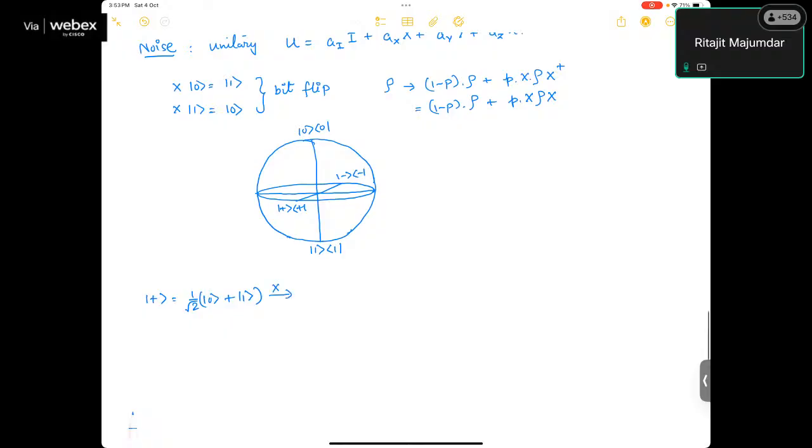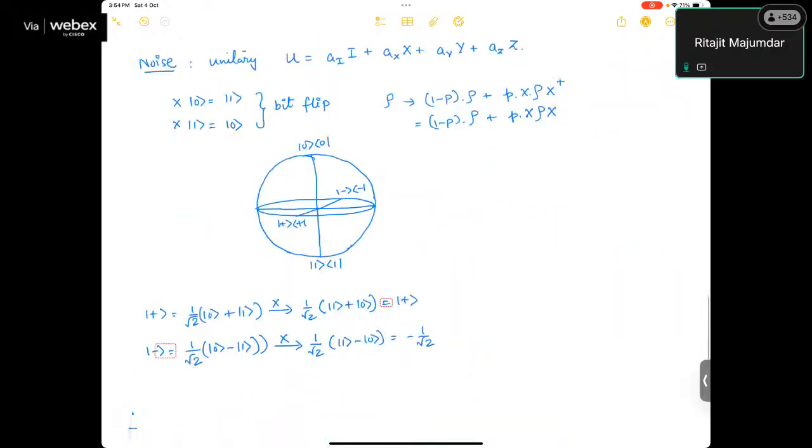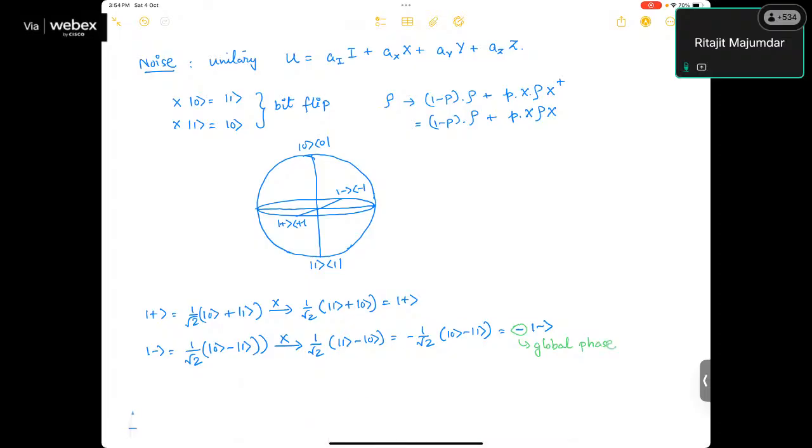And if I apply an X gate on top of that, it is 1 over root 2, (1 plus 0), which is still the state plus. And if I have the state minus, 1 over root 2, (0 minus 1), if I apply X here, it becomes 1 over root 2, (1 minus 0), which is minus 1 over root 2, (0 minus 1). So it is essentially minus of minus, but this is a global phase, so we can just ignore it. So a bit flip happening on plus and minus doesn't do anything.